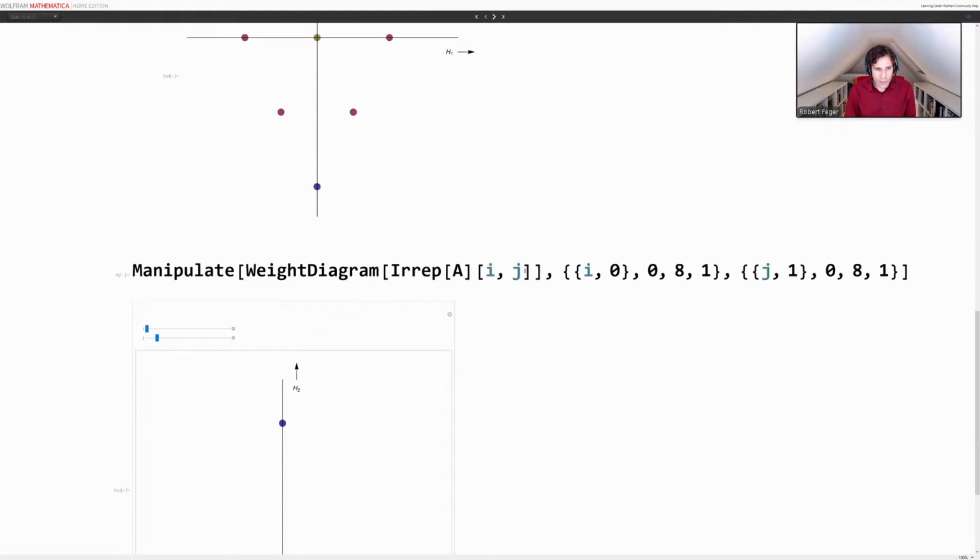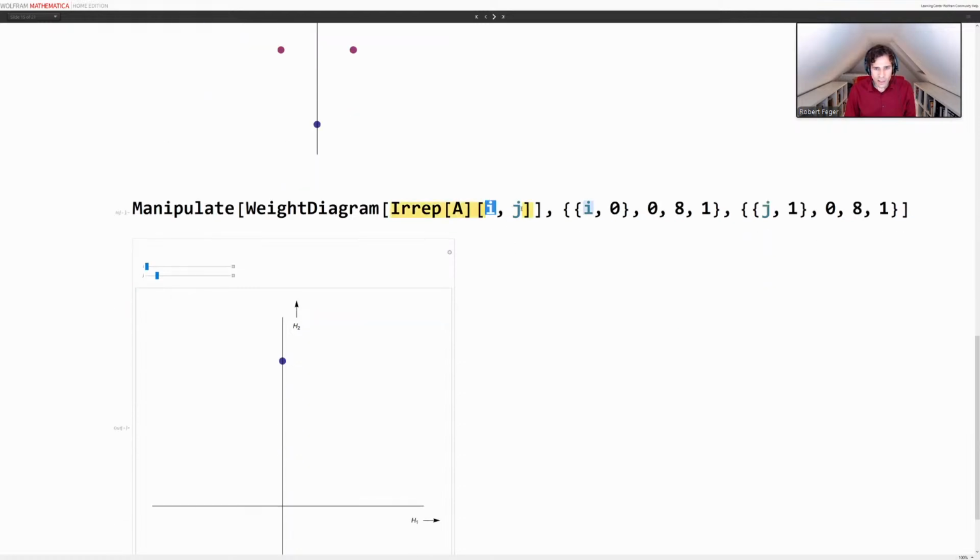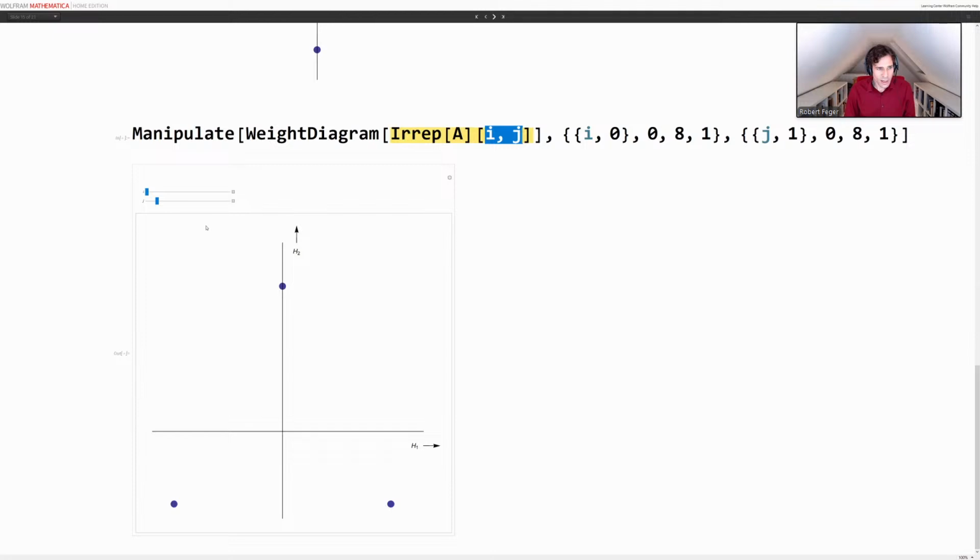And I can put the weight diagram, I can put the Dynkin labels into Manipulate, and then I can manipulate the Dynkin labels and have a plot of different weight diagrams. For example, if I increase the second Dynkin label, I obtain this here, which looks like a Christmas tree with a lot of colorful lights.